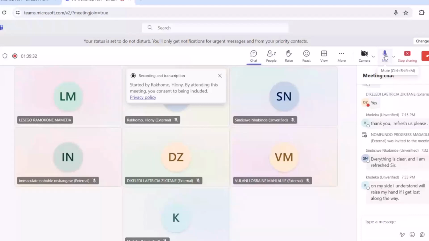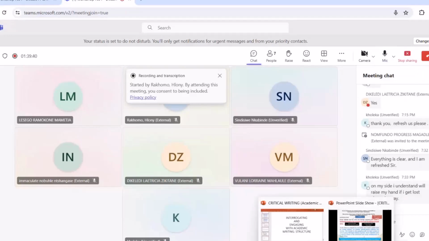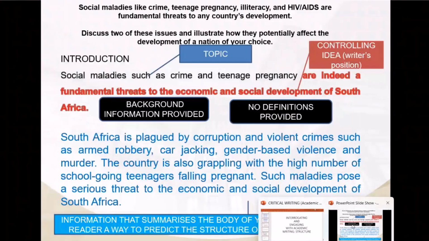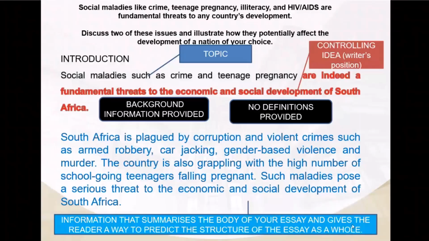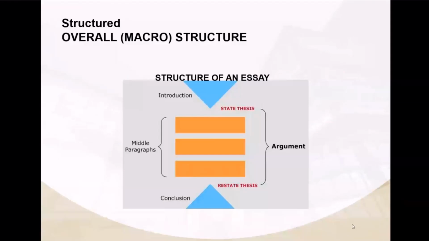And so I want to take you back to this slide. If it's showing, let me wait. If it's still coming onto your screen. But this is the slide that I really want us to work with.